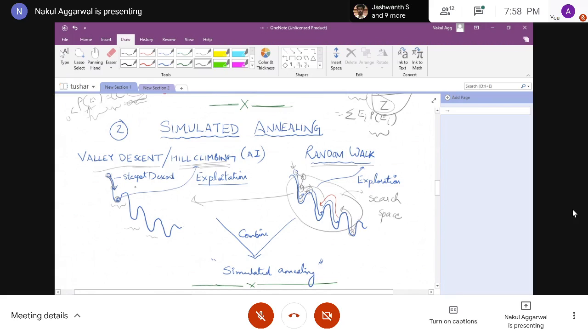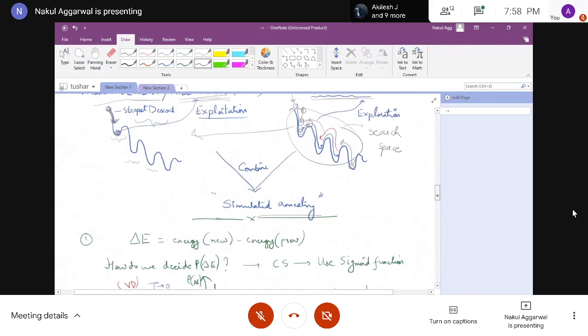And the advantage with the valley descent or hill climbing algorithm is that it actually helps us reach the solution. I'm not saying it's the correct solution, but at least it helps us reach the local minima by always moving in the steepest descent. So there are advantages of both, and if we combine them, that is what we get: simulated annealing.